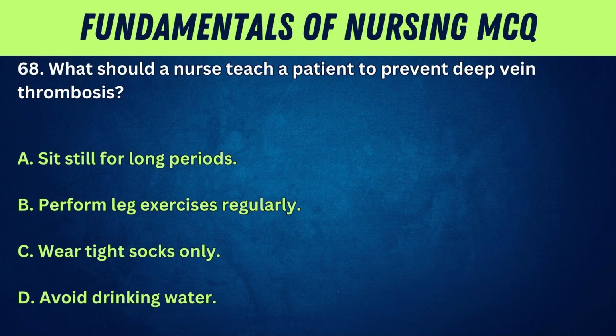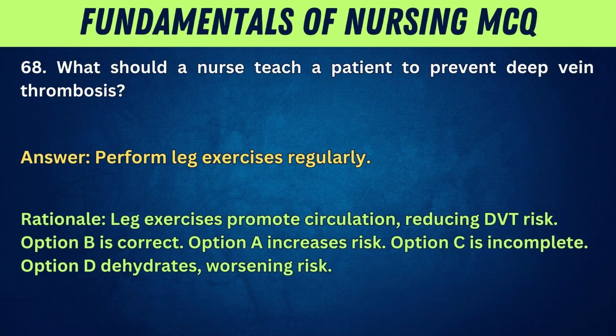68. What should a nurse teach a patient to prevent deep vein thrombosis? A. Sit still for long periods. B. Perform leg exercises regularly. C. Wear tight socks only. D. Avoid drinking water. Answer: perform leg exercises regularly.